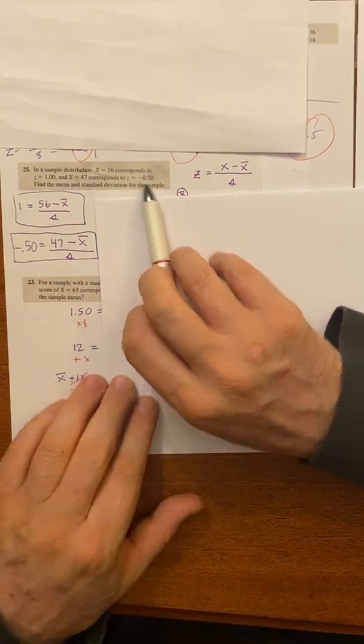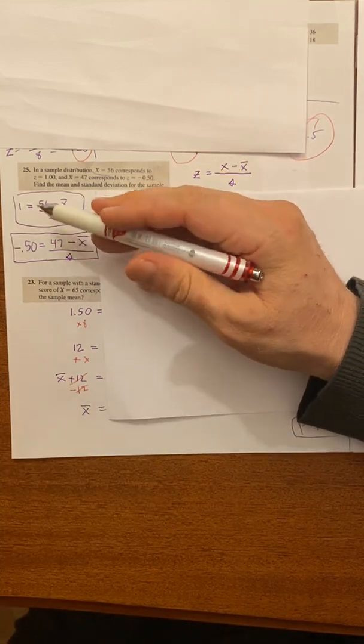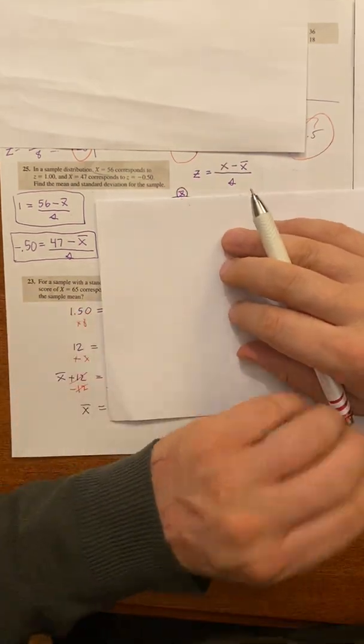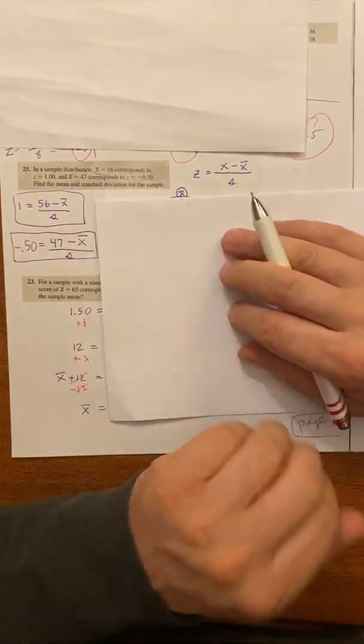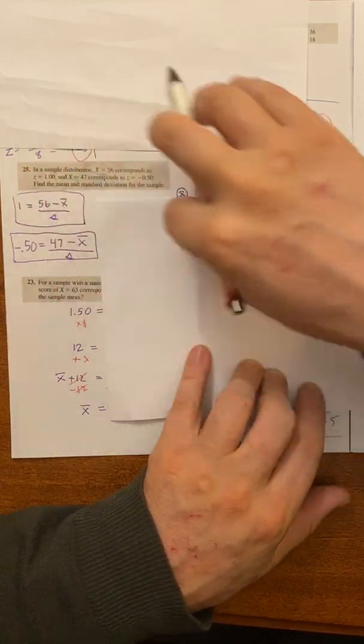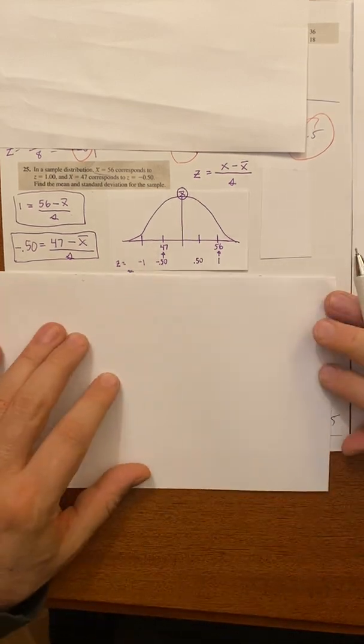Right, so we can't really solve either equation because we have two variables in each equation. So instead, I'm going to try and plot this information on a graph and see if I can figure out what my mean is and what my standard deviation is from looking at it on the graph. And that's where I have my graph here.